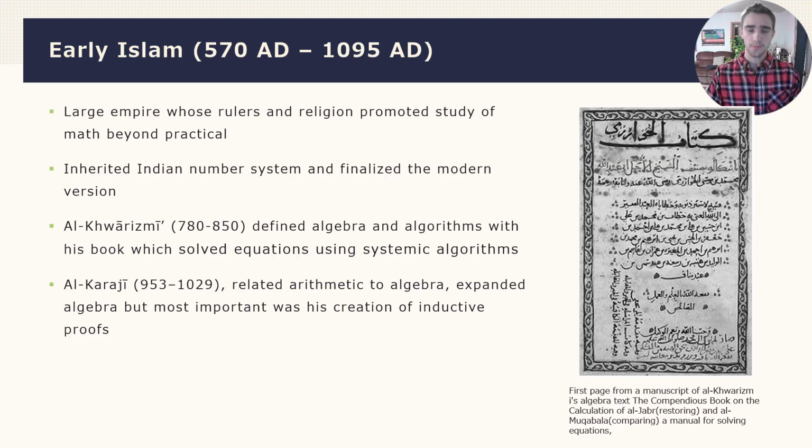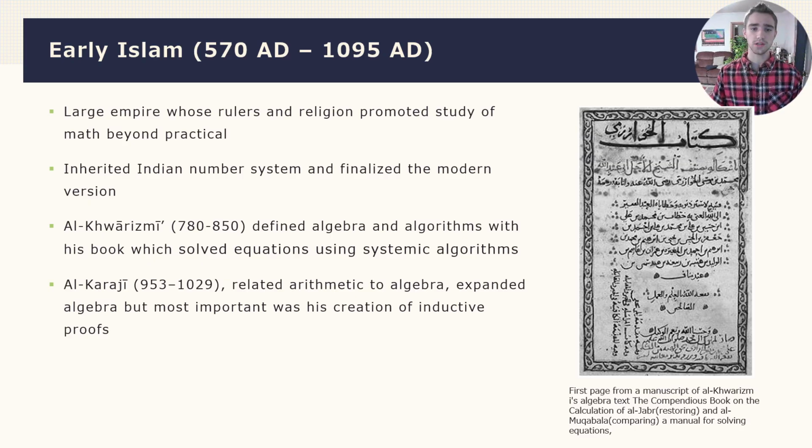They adopted many mathematical practices from many different cultures they interacted with. For instance, they adopted the Indian number system and finalized it into the modern version, including the modern numerals we use and decimal fractions. They also adopted the Greek style of geometric proofs, as seen in Euclid's work, The Elements.